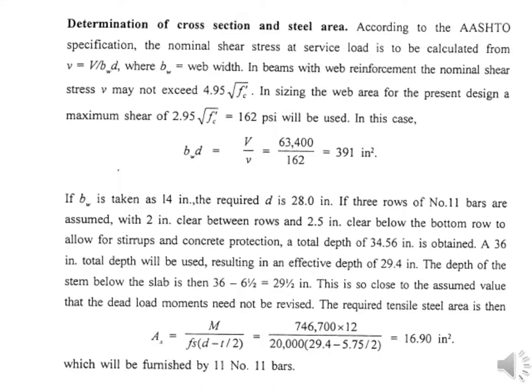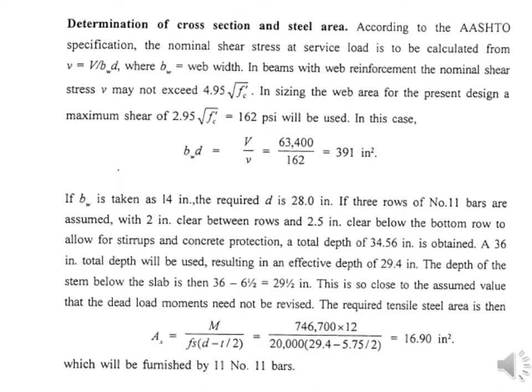In this case, our BD is equal to V divided by v, is equal to 63400 divided by 160, is equal to 391 square inches. So if the D is taken as 40 inches, the required B is a 24 inch depth.